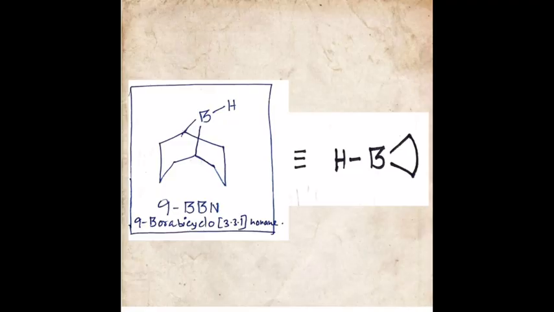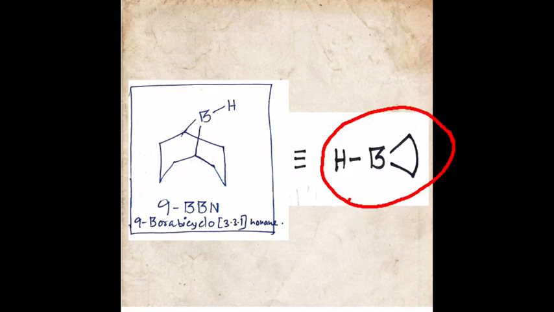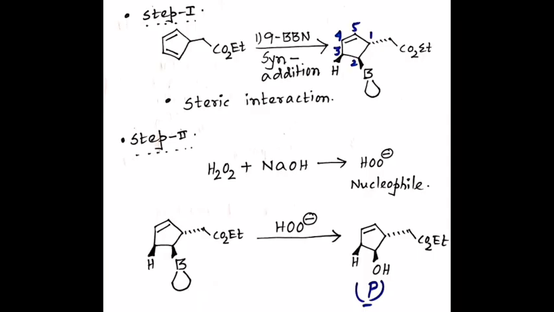Before we move to the mechanism, let's think about the corresponding structure of 9-BBN. Here the 9-BBN structure looks like this. The full name of 9-BBN is 9-borabicyclo[3.3.1]nonane, but the simple representation of 9-BBN looks like this. This is the cyclic one, which is a very important addition reagent toward alkene type derivatives, right? This one is the mechanism of stereoselective hydroboration and oxidation reaction.